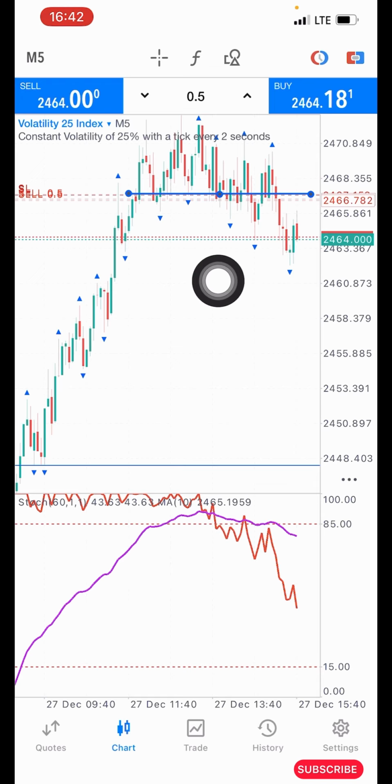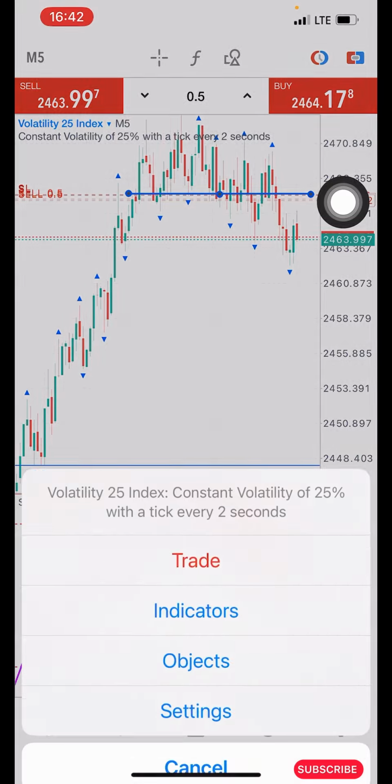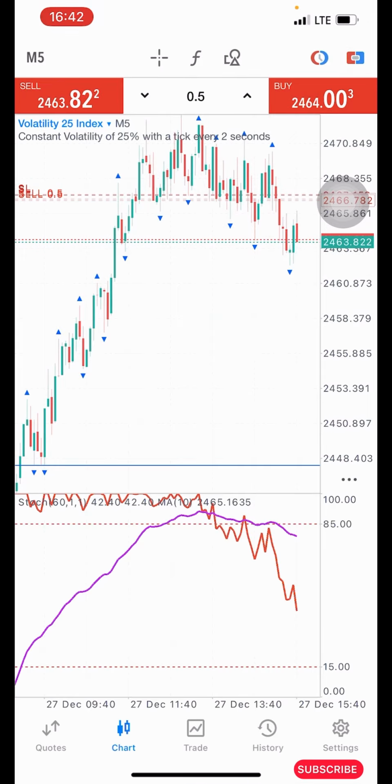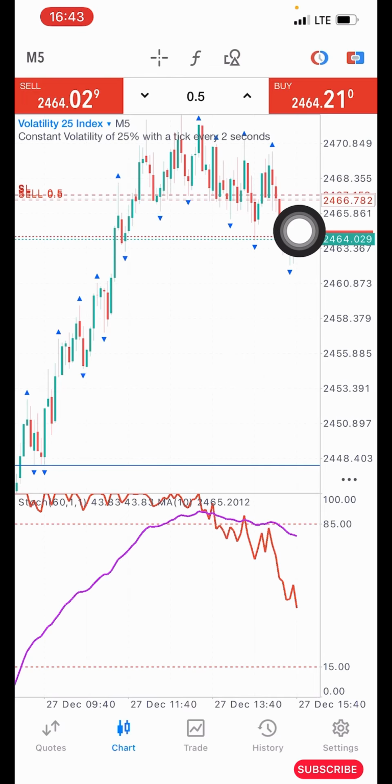Right, so once price broke and closed below it, you go in immediately and you sell, and then your stop loss is going to be above this area here. All right, so that's how the strategy works. That's how you take entry using the strategy.